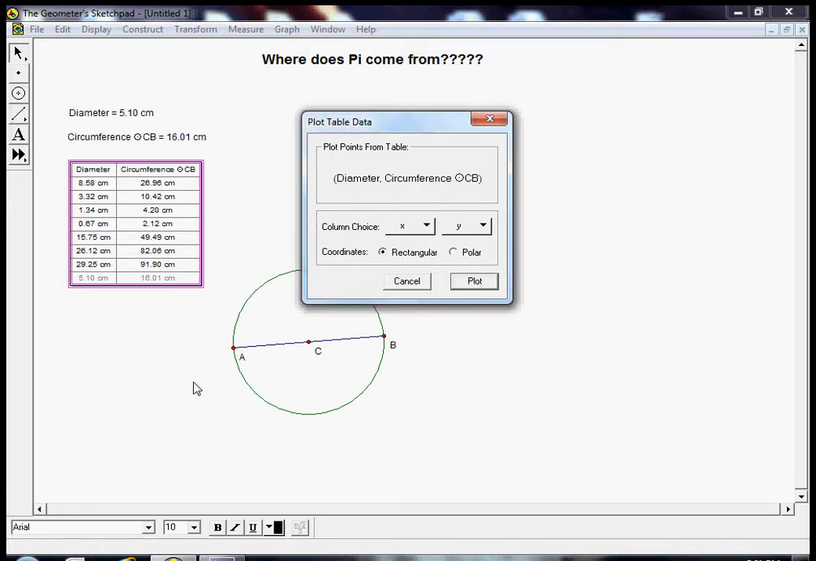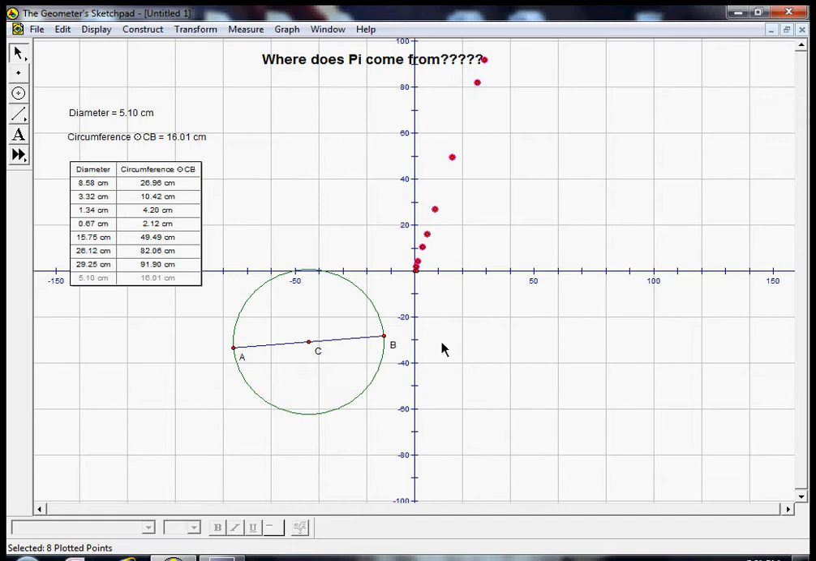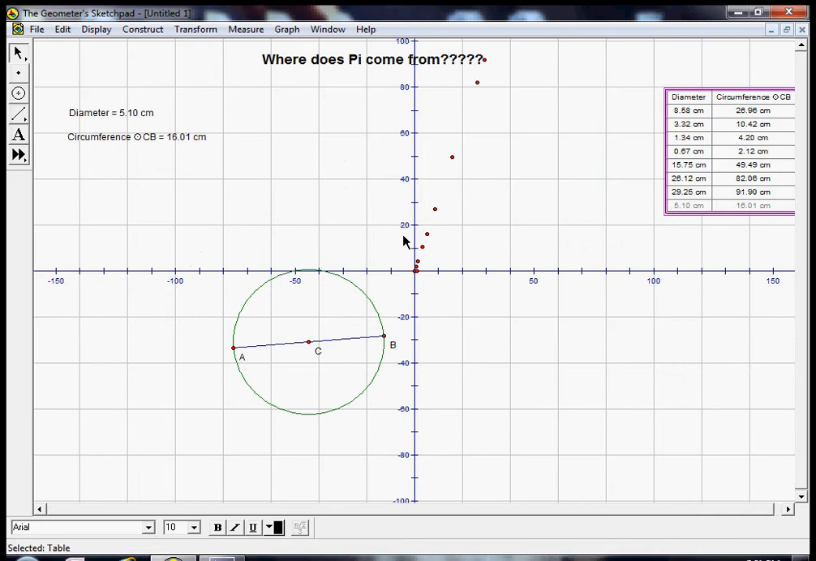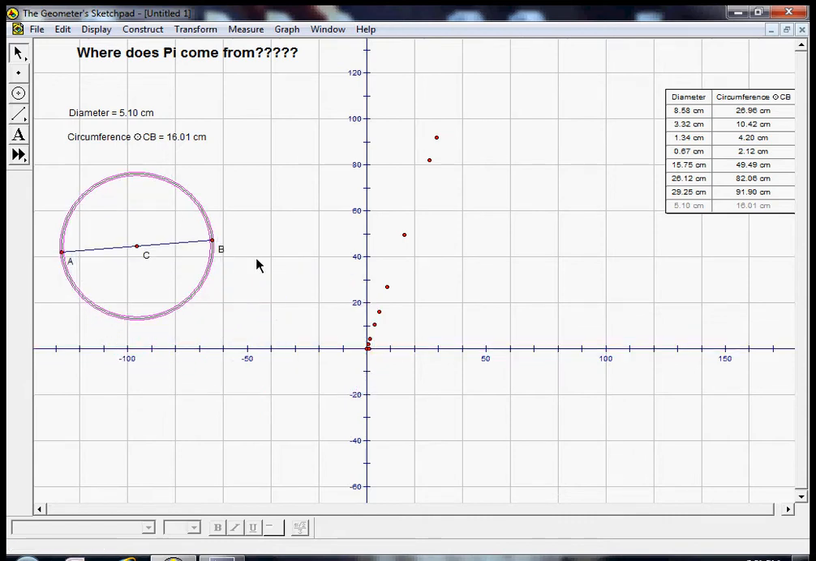So along our horizontal axis we'll have the diameter values, along the vertical axis we'll have the circumference values, and please plot that, and there they are. All of those values here. Let me move this over so we can see that graph. Move the circle out of the way. And it's very interesting. It seems to be forming some sort of almost a line here. Right, not quite lined up, but pretty close to being a line.